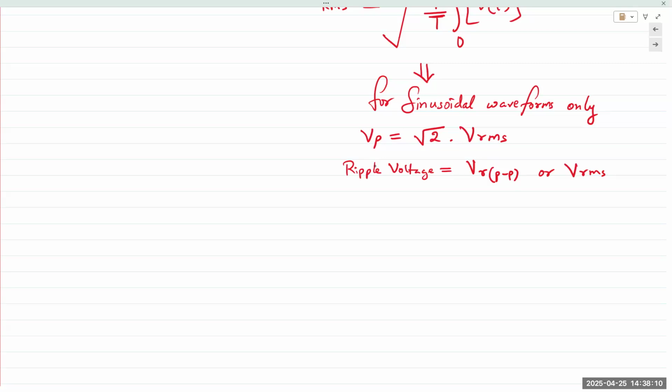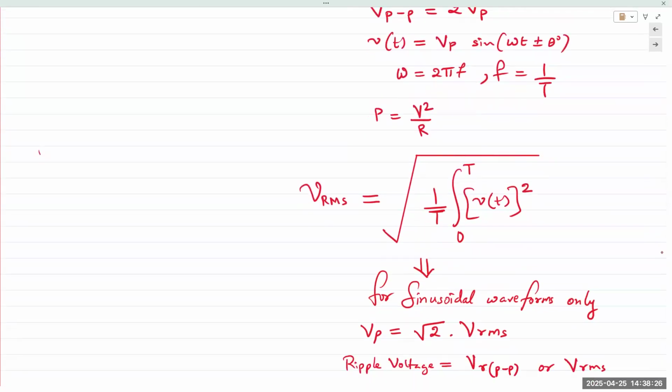And you would have seen this in lab 3. We applied a 100 millivolts peak-to-peak signal to our oscilloscope. And if you measured in RMS, you would have seen somewhere around 34, 35 millivolts. Okay. So let's continue with this. Okay. So RMS value is about 0.707 times VP.